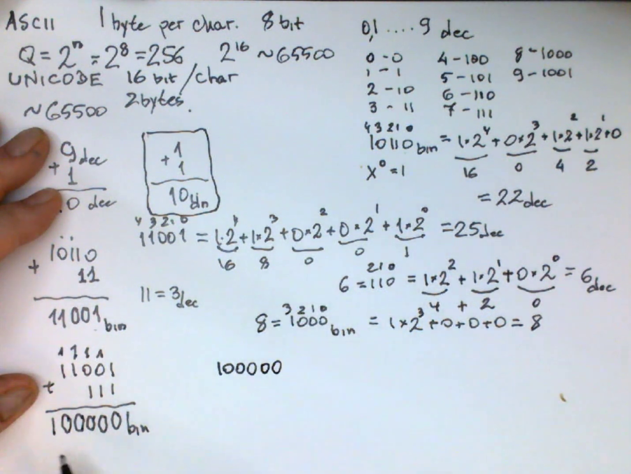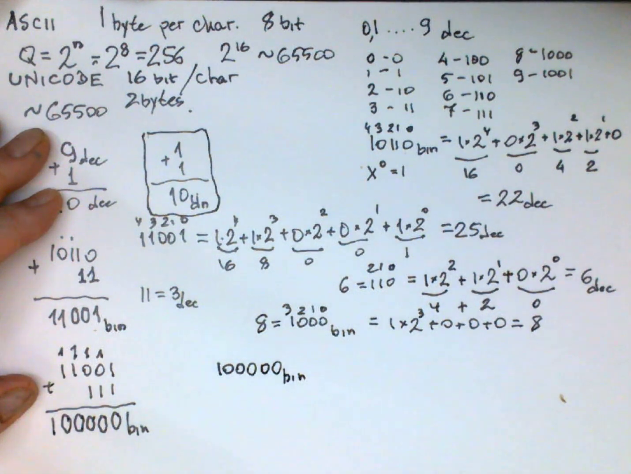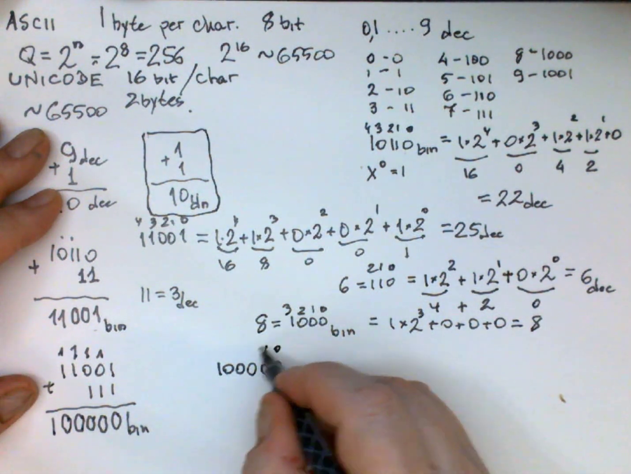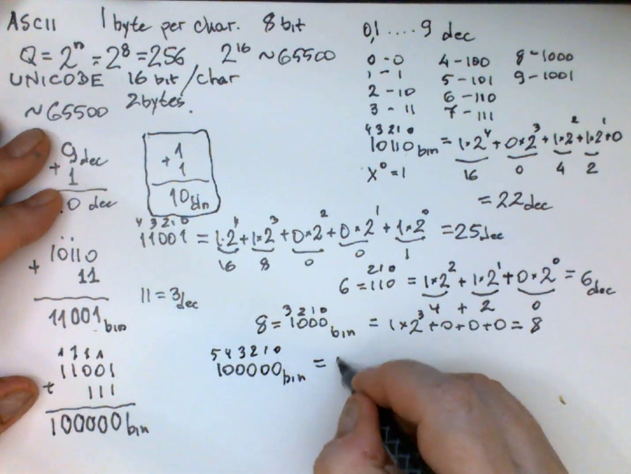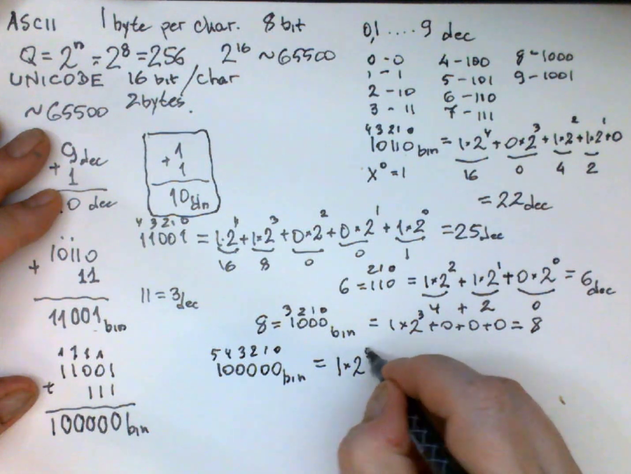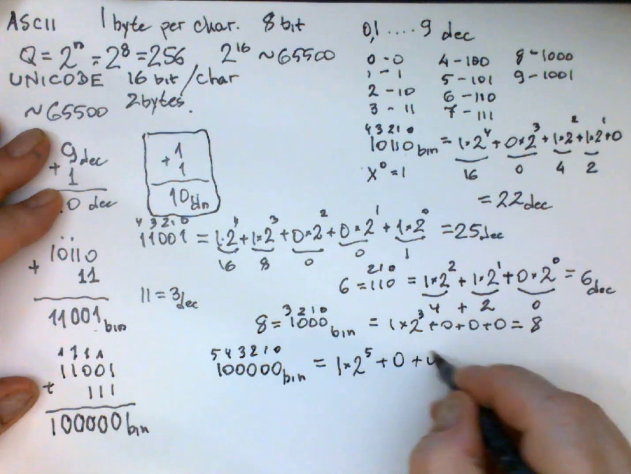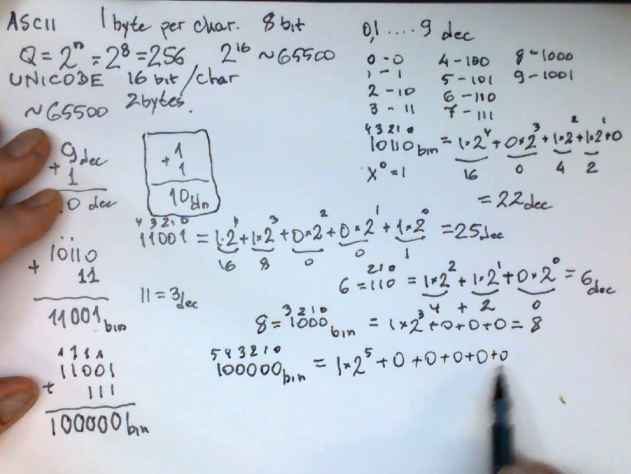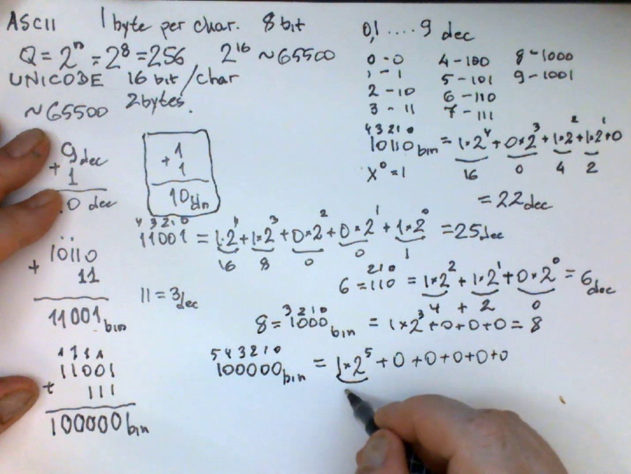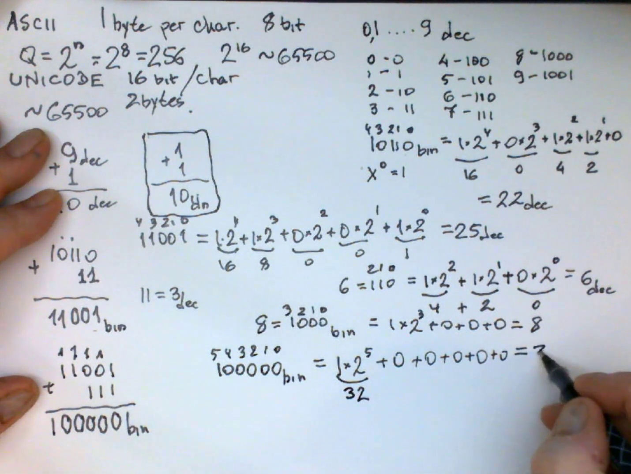100000. Am I correct? 1, 2, 3, 4, 5. That is binary. Now let's put positions 0, 1, 2, 3, 4, 5. It will be 1 multiplied by 2 to the power of 5. Plus, and all others are 0. Plus 0, plus 0, plus 0, plus 0, plus 0. That is 5 zeros. 1 multiplied by 2 to the power of 5 is 32, because 2 to the power of 5 is 32. That will be 32.